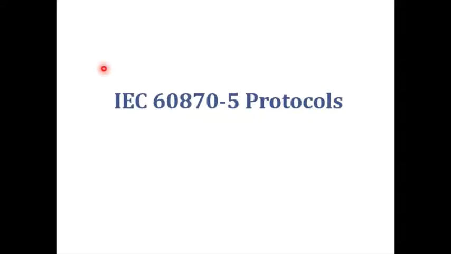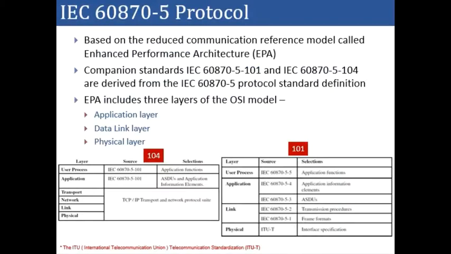So in this video, we will discuss the IEC 60870-5 protocols. So let's try to understand the IEC 60870-5 protocol. It is based on the reduced communication reference model, which is called enhanced performance architecture. In short, we call it as EPA.